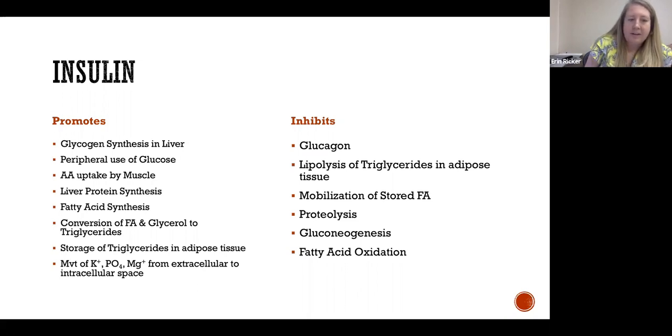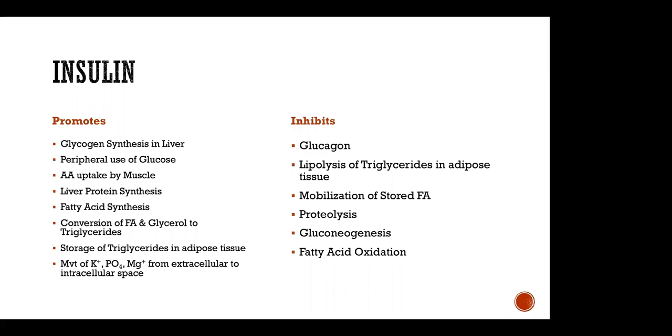You'll also have some amino acid uptake by your muscles. Your liver will take up these amino acids as well and start to begin protein synthesis. You'll store fats as fatty acids, convert fatty acids and glycerol to triglycerides, and you'll store this in adipose tissues. Insulin also signals your body to store potassium, phosphorus, and magnesium from extracellular to intracellular spaces. And this is important later, as we'll see, these electrolytes are often depleted in DKA.